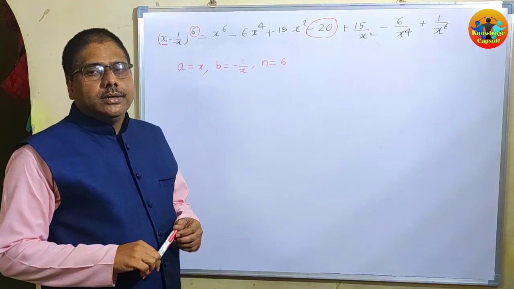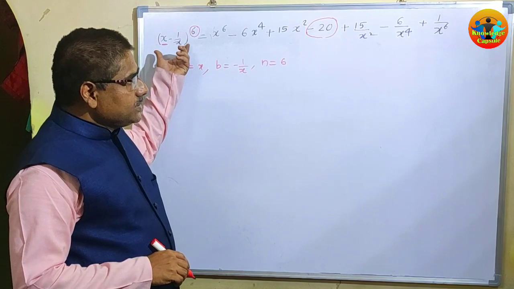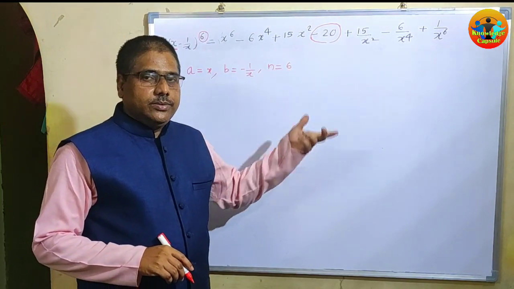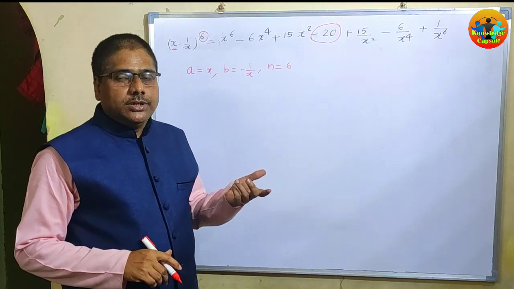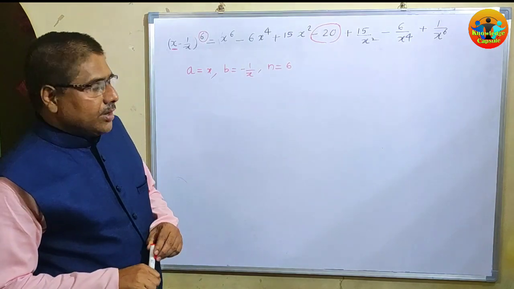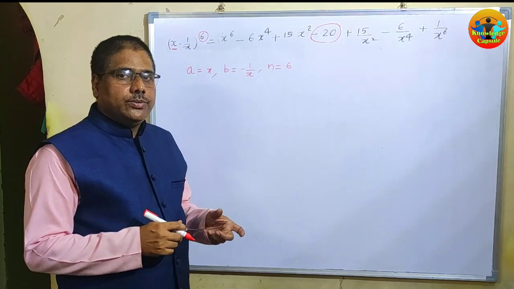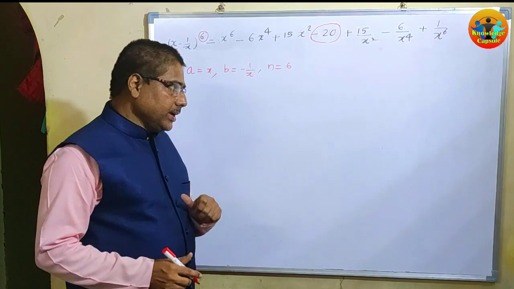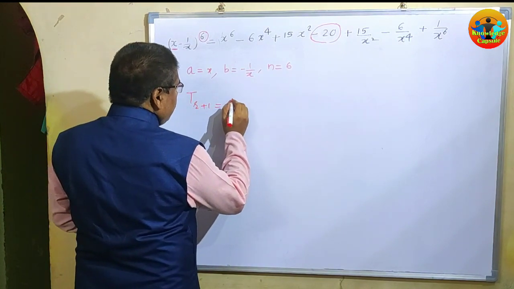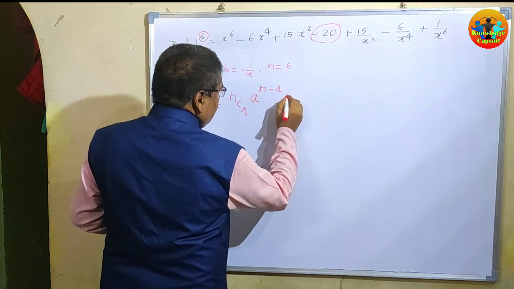Now, how to find the term independent of x? It means that in the expansion of this binomial, there exists one term which is free from x. For that, let us again assume the T(r+1)th term is the term independent of x. After equating the overall index of x to 0, we will get the term independent of x. Therefore, let us write T(r+1) is equal to nCr a raised to n minus r into b raised to r.